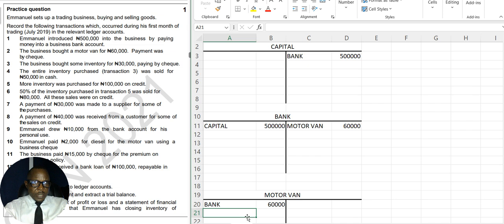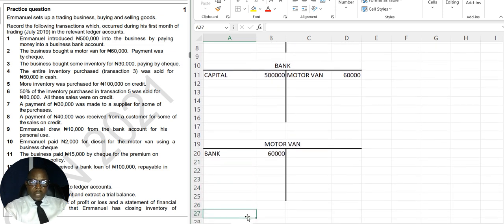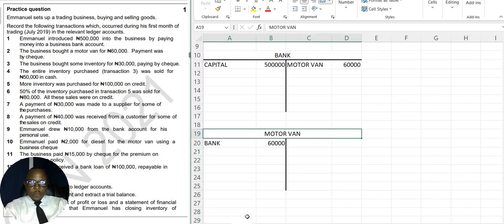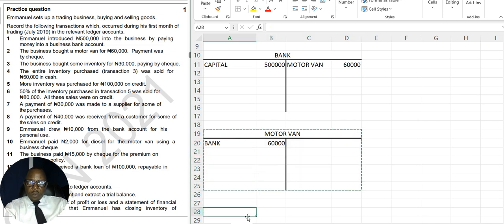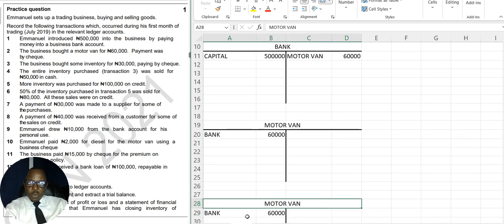The third one is the business bought some inventory. Now look at this. This is inventory. Now, for you to record inventory as a ledger title, probably it was bought on credit or sold on credit. But if it is not bought or sold on credit, what you're supposed to put there is purchases. That is what you're supposed to put. You put purchases, unless the transaction was done on credit. So let's put purchases here.